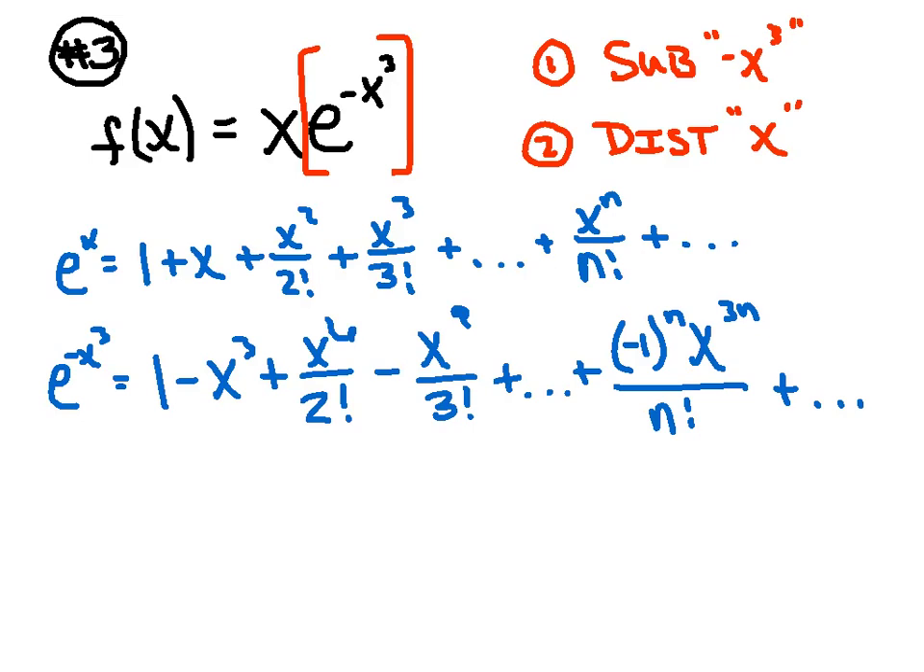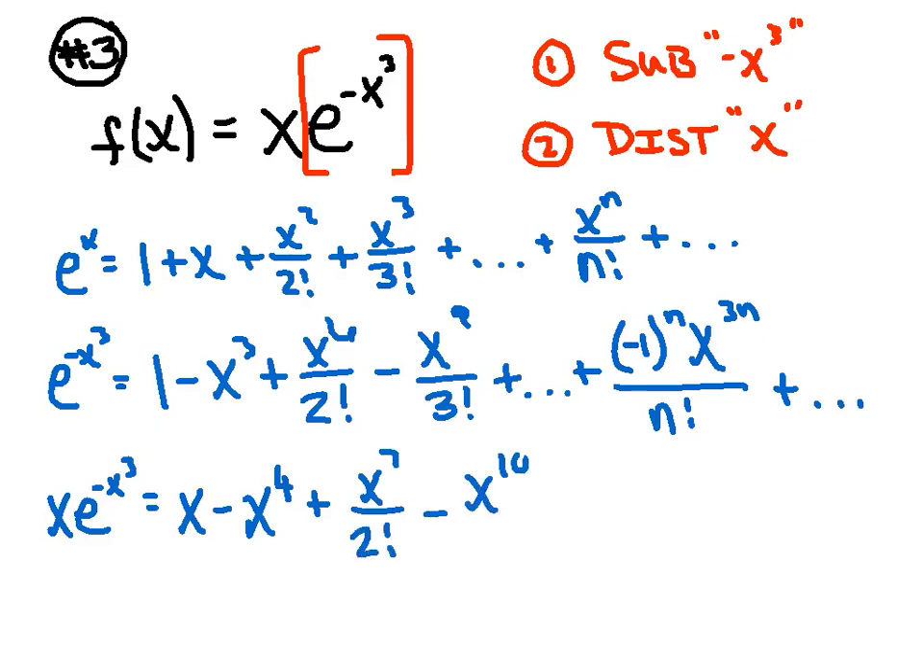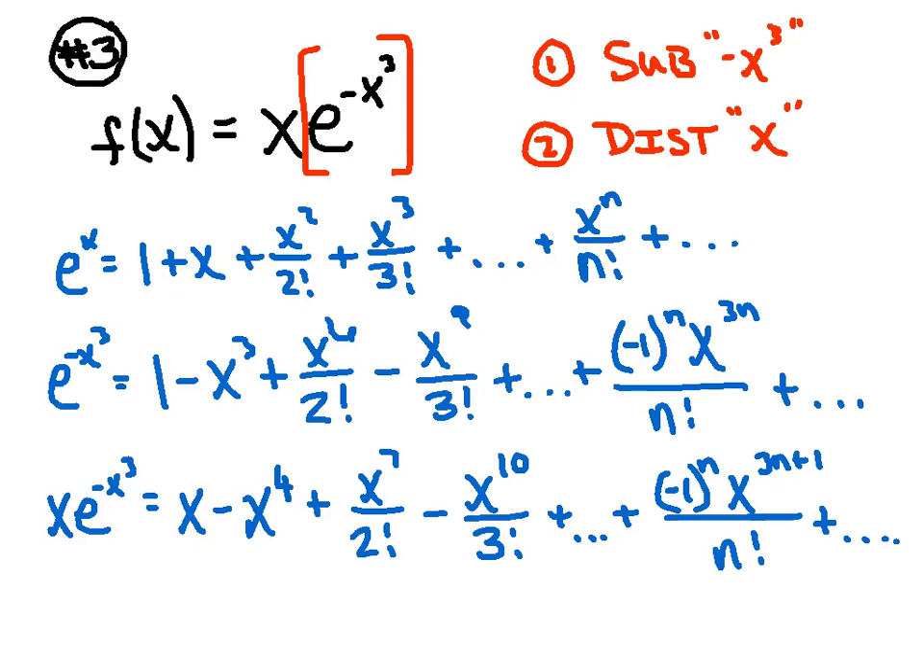Now the last thing we're going to do is multiply that entire polynomial by x. In other words, we're going to distribute now. So the first term becomes x, the second term becomes x to the 4th, and then we've got x to the 7th over 2 factorial, x to the 10th over 3 factorial. These numerators, you can see, are getting really out of control. They're quite obnoxious. Let's see, I've got -1 to the nth power. I'm going to add exponents here and get 3n plus 1 all over n factorial, and finish with a little ... And you've got an exact replica of this crazy function x e to the negative x cubed.